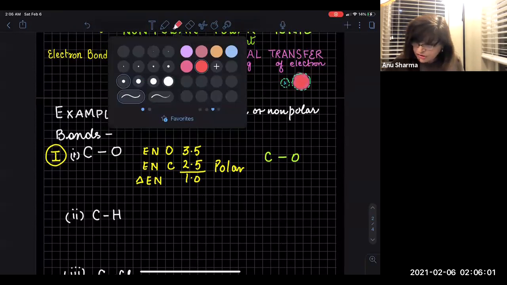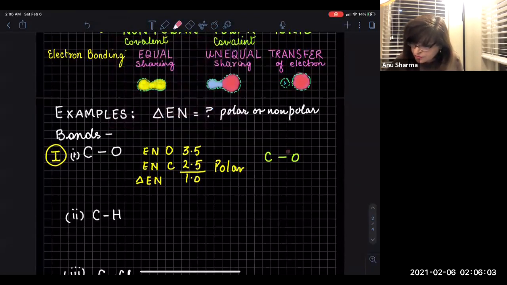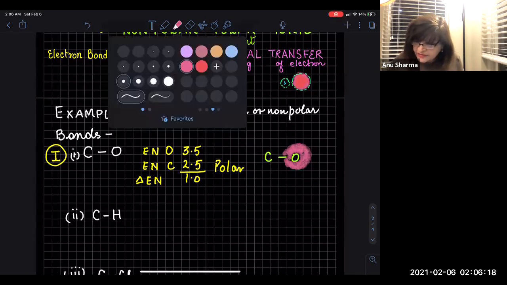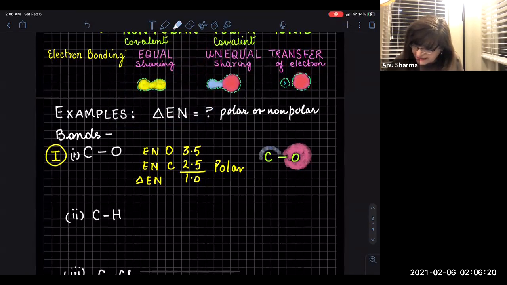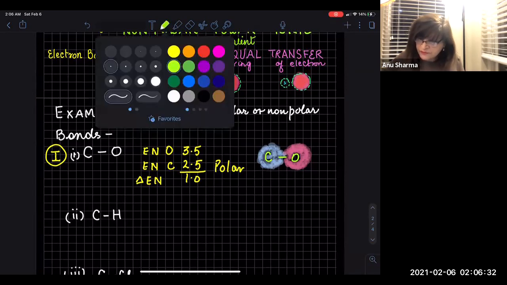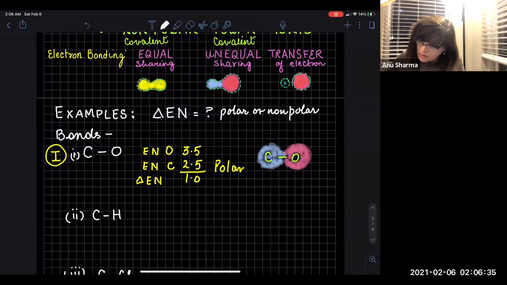This means that oxygen is pulling the electron clouds towards itself. So here you see this is going to be a very hot region. If this region is very hot, that means oxygen is pulling the electron clouds and the electrons are spending less time with carbon. So here, the electron density, the probability of finding the electrons, is lesser. It's not that they won't exist, they will be there, but they will spend less time.